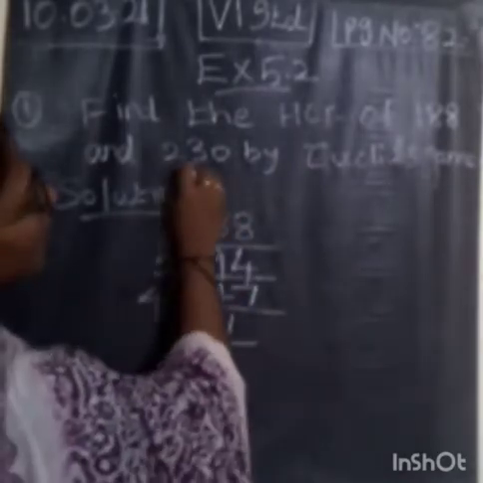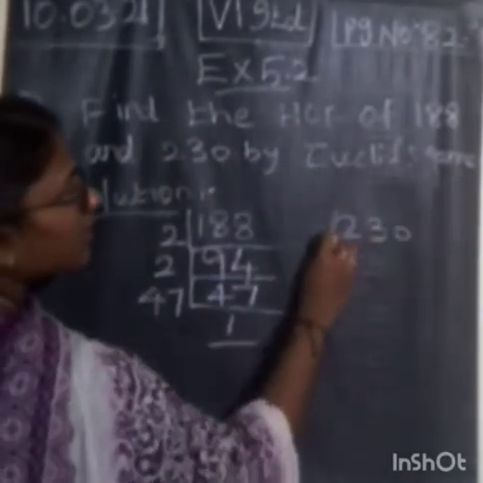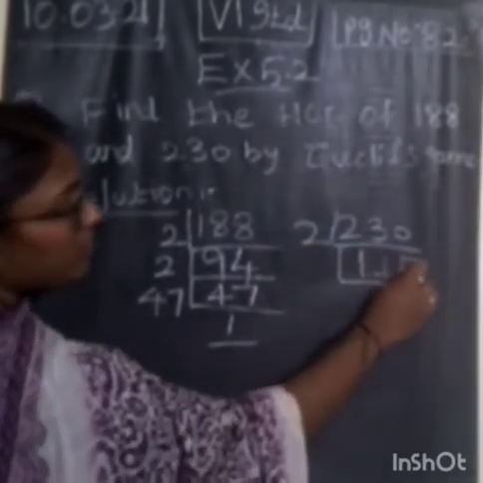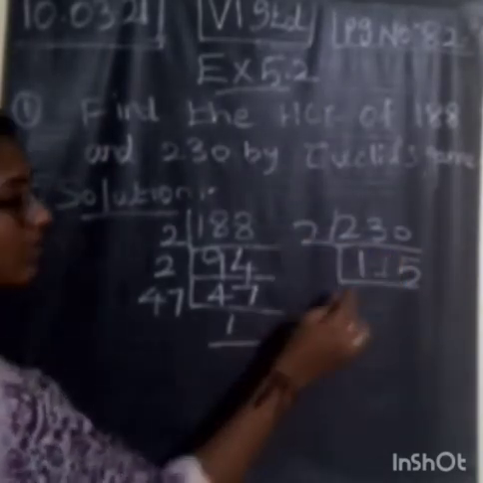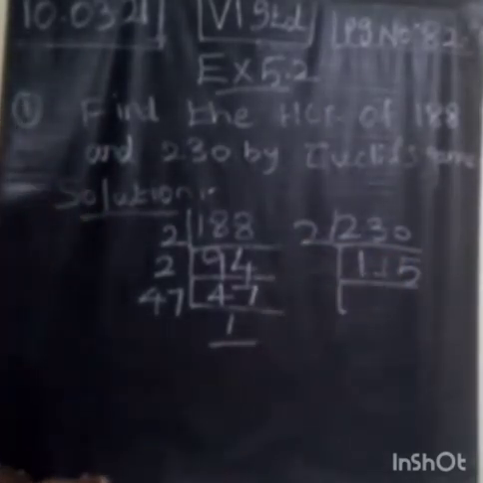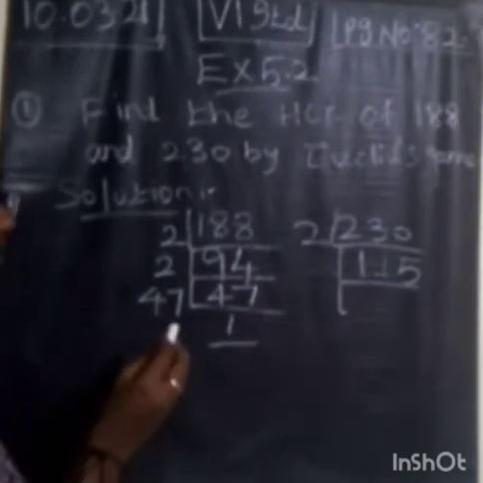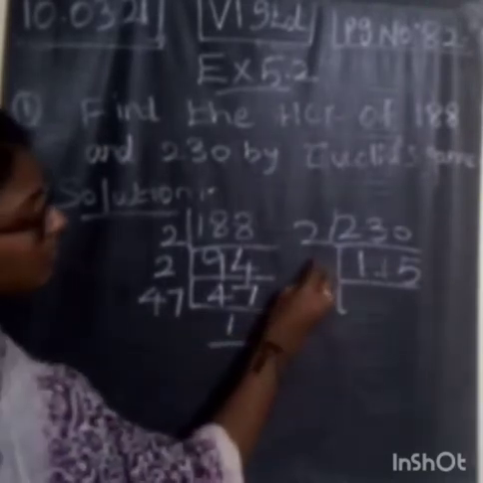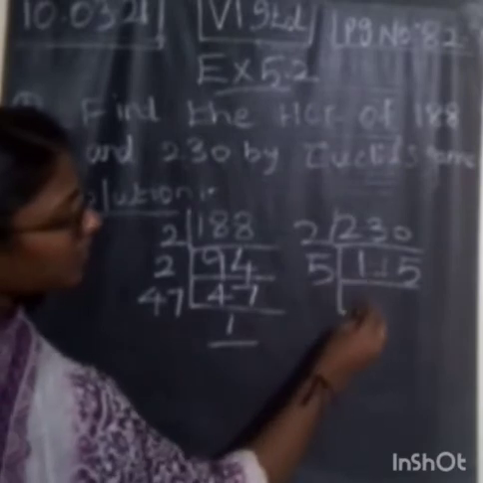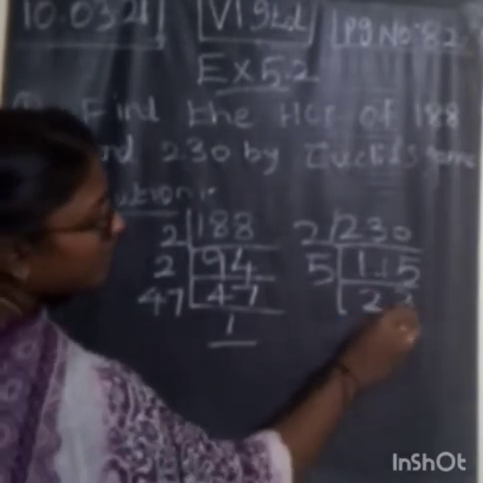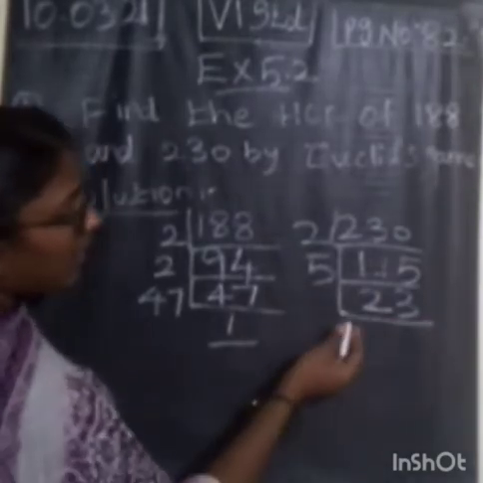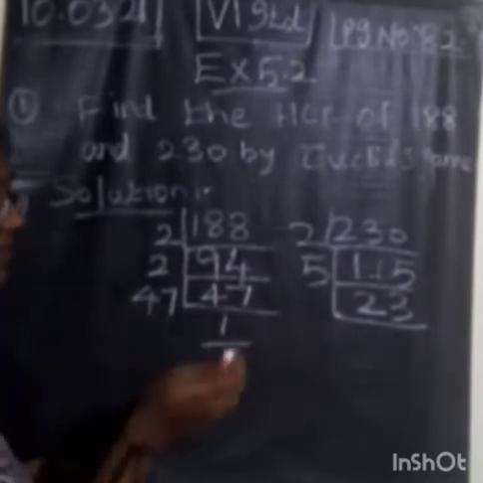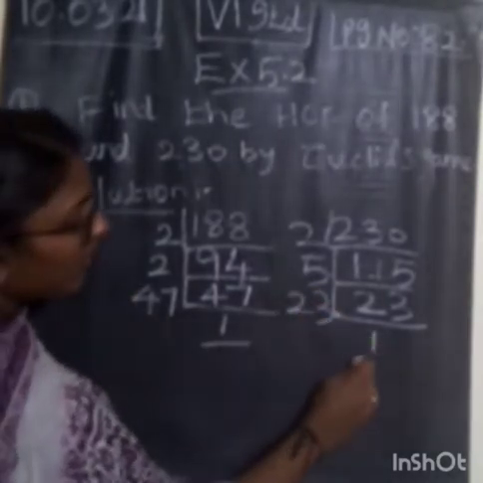Then 230. First divide by 2: 2 ones are 2, 2 fives are 10, so we get 115. 115 is an odd number, divisible by 5, a prime number. 5 twos are 10, 5 threes are 15, so we get 23. 23 is a prime number, divisible by itself, so 23 ones are 23.